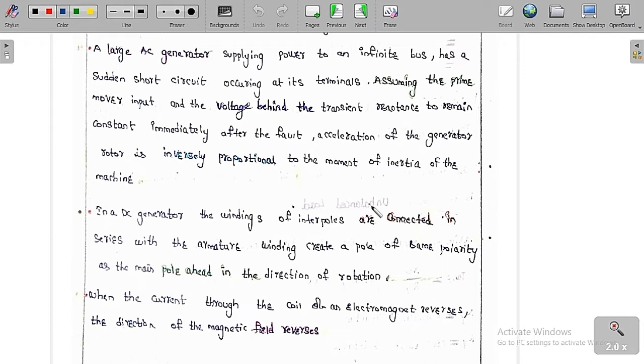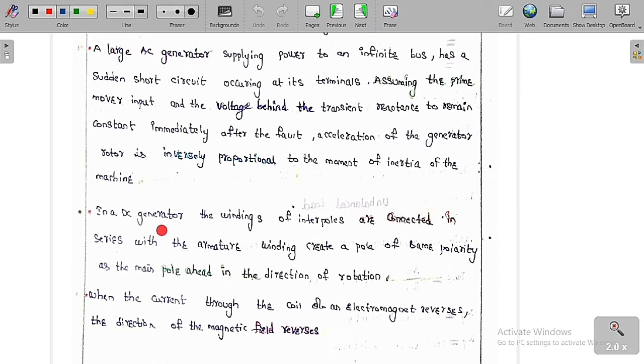So therefore, a large AC generator supplying power to an infinite bus has a sudden short circuit occurring at its terminals. Assuming the primary input and the voltage behind the transient reactance remain constant immediately after the fault, the acceleration of the generator rotor is inversely proportional to the moment of inertia of the machine, meaning alpha is always inversely proportional to the moment of inertia of the machine.